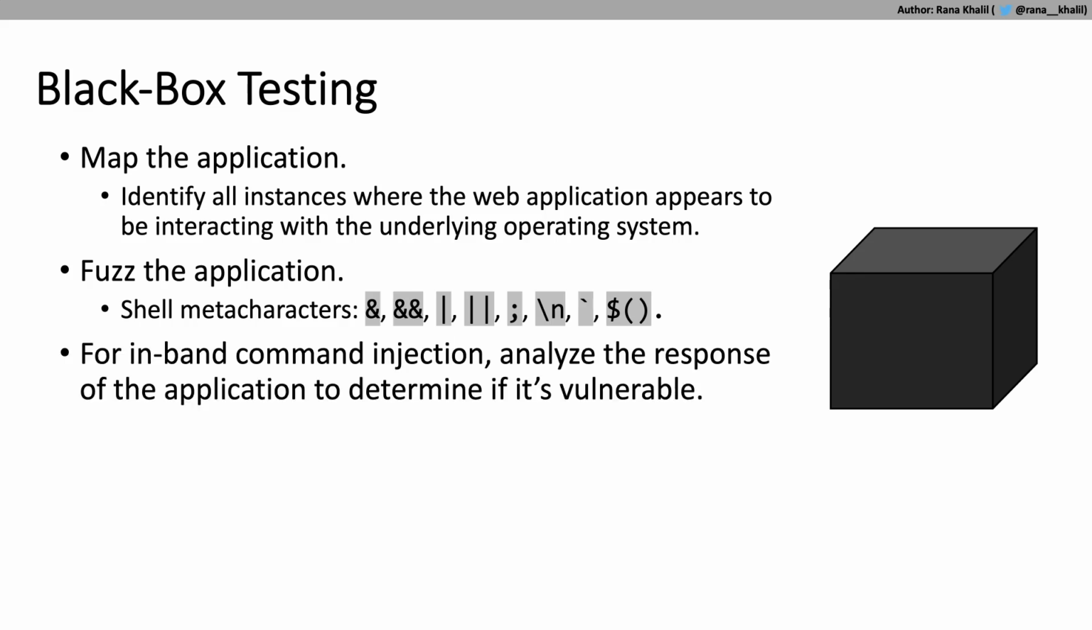Okay, so once you fuzz the application, you will come across one of 2 scenarios. If it's an in-band command injection, what you need to do is analyze the response of the application to determine if it's vulnerable. So with in-band command injection, the response of the command is outputted to you in the application. And so you're able to analyze it to see if the application is vulnerable. In the example we saw in the past couple of slides, we saw the output of the cat command in the application, and so we know right away that it's vulnerable to command injection.